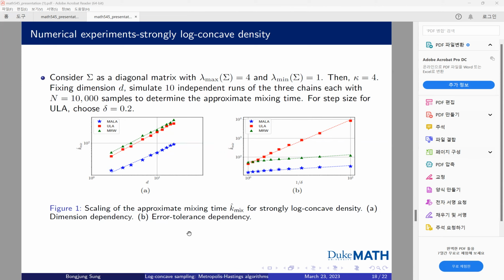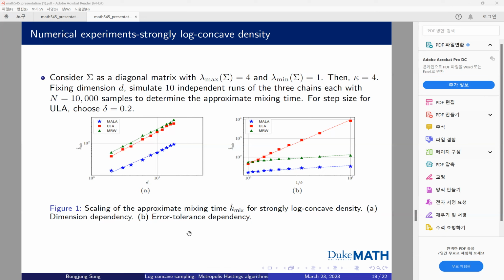Figure A shows how the mixing time depends on dimension, fixing delta at 0.2, and figure B shows the error tolerance dependency on 1 over delta. Note that this plot was calculated as follows. The approximate mixing time for each walk was calculated as the average over 10 replications. And the y-axis is on a log scale.